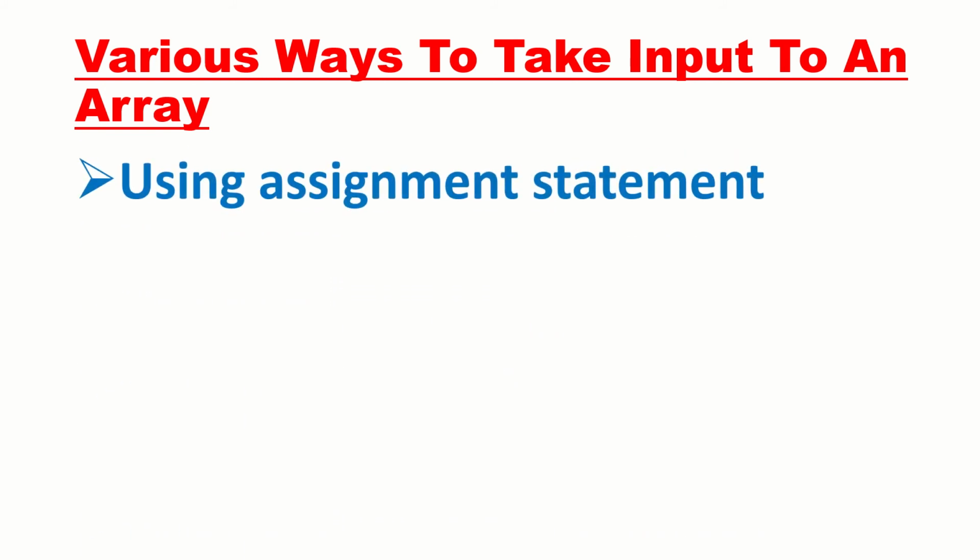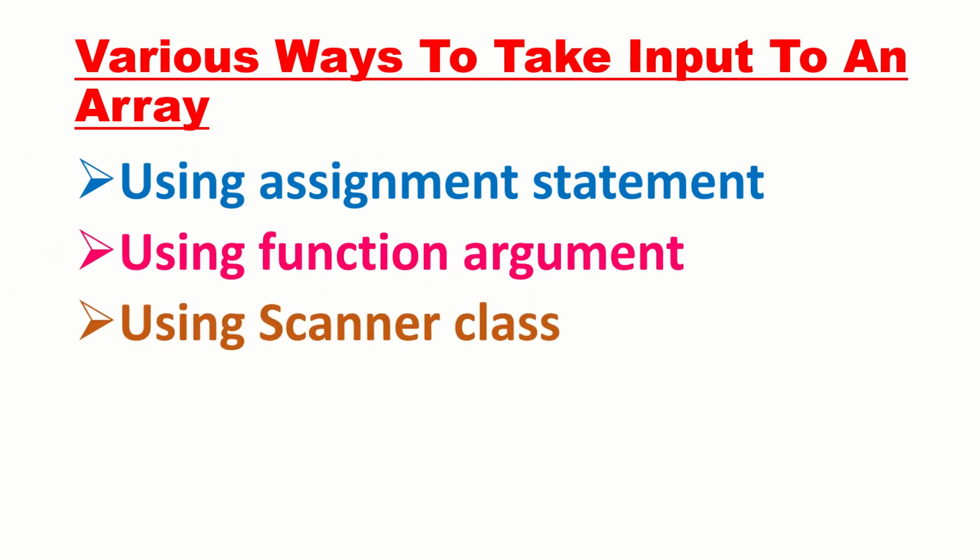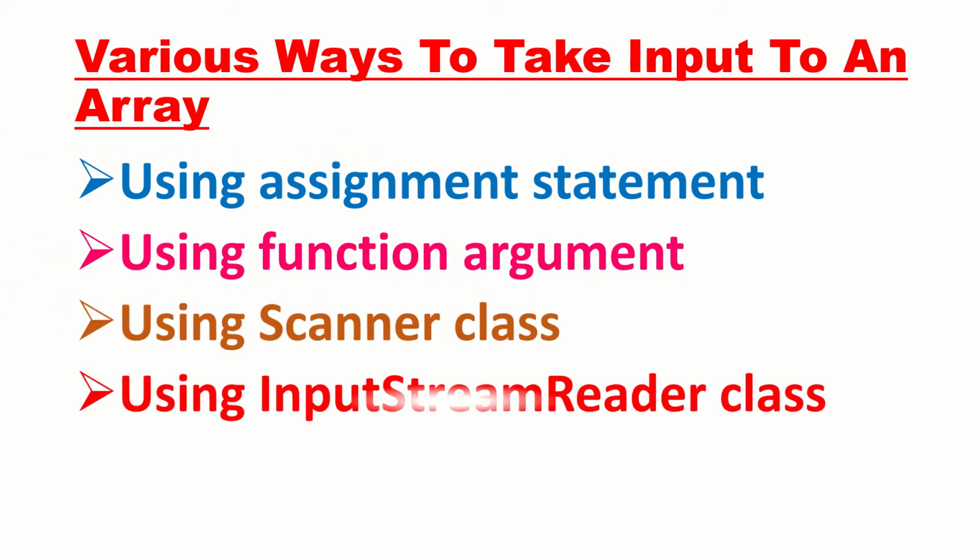As you can see on the screen: assignment method, second one is function arguments, scanner class, and input stream data class. One question may come from this part, maybe of 2 marks: what are the various possible ways to take input to an array? The answer is these four methods or four ways, right? Slowly and gradually we'll cover all these four topics.